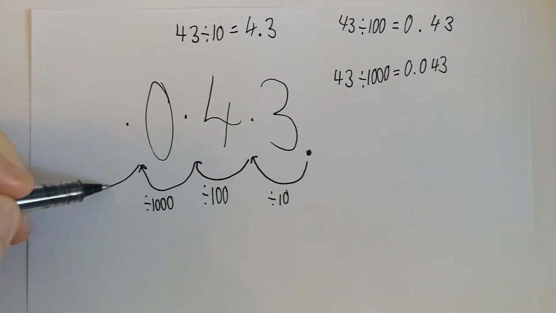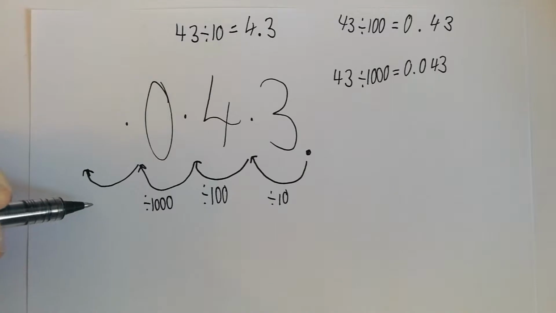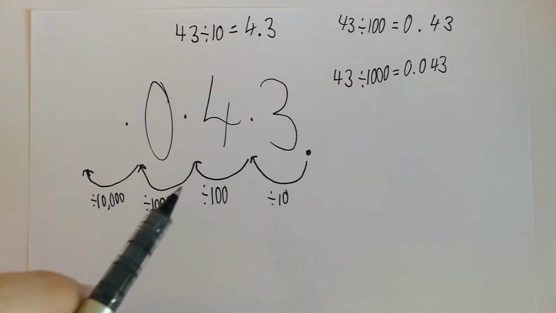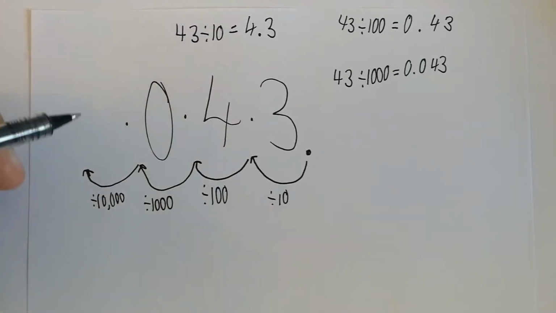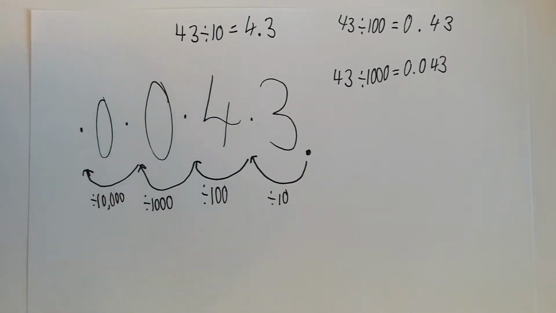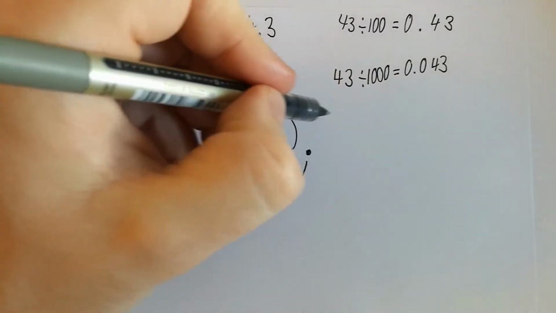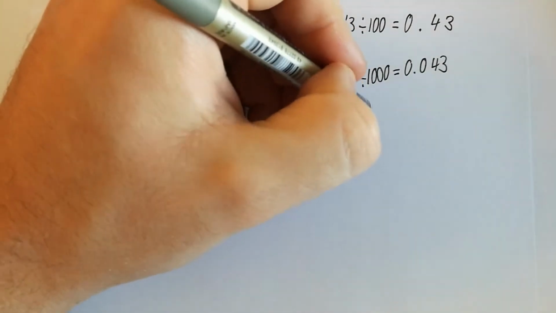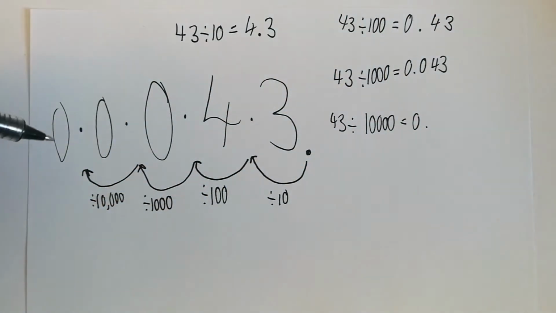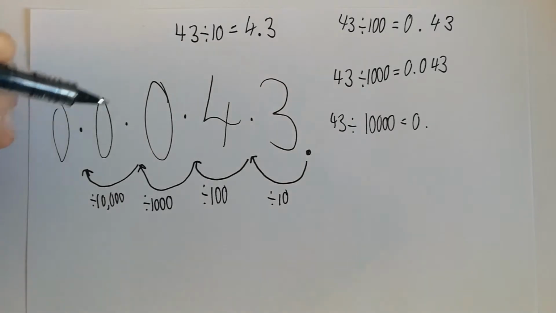I can move it again and divide by 10,000. There's 4 zeros. 1, 2, 3, 4. That's a bit small. 1, 2, 3, 4 movements of our decimal point to here. Now, any gaps we have to fill with zeros. So, lots of zeros, any gaps you fill with zeros. So, 43 divided by 10,000 equals 0. So that 0 is the first 0, and then you've got 0.0043.